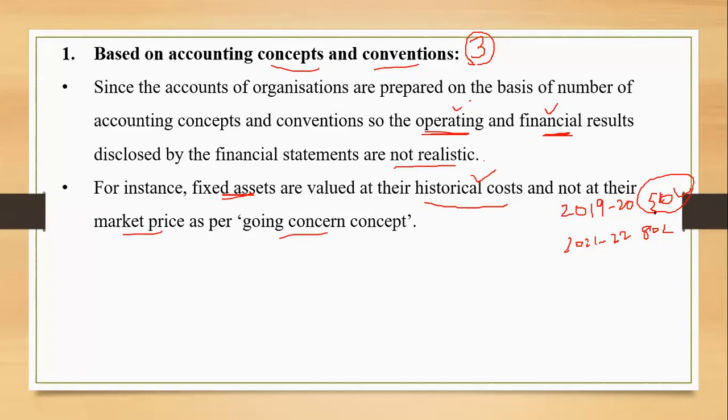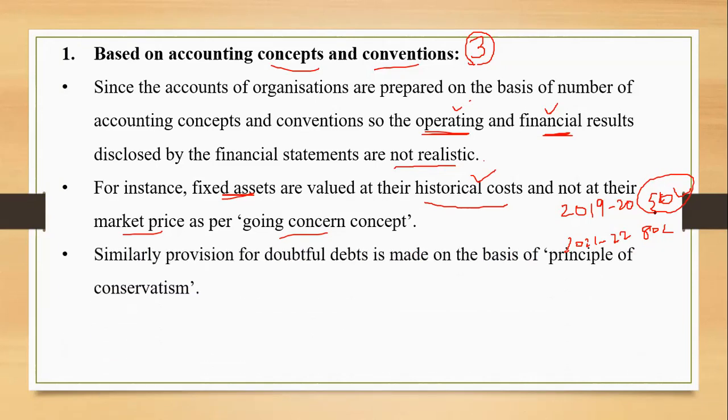Are they showing the realistic picture? No. They are showing the amount that has been paid for the asset a few years back, historical in nature. This is just one example, right? I may have another example. Yes. Similarly, a provision is kept for doubtful debts.